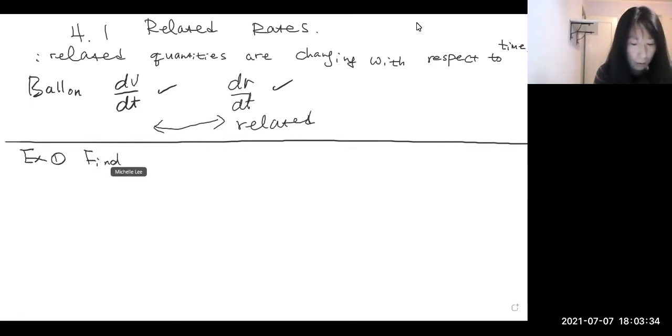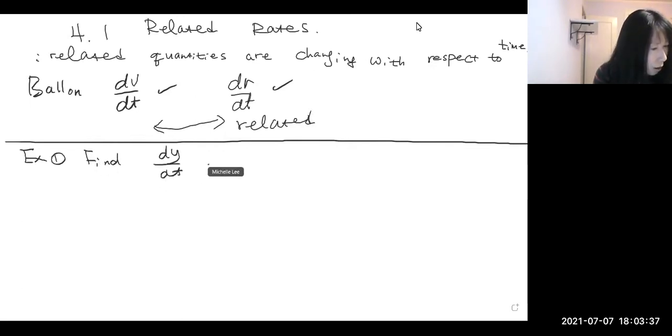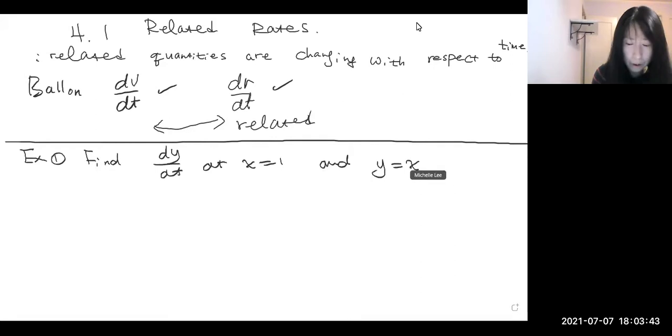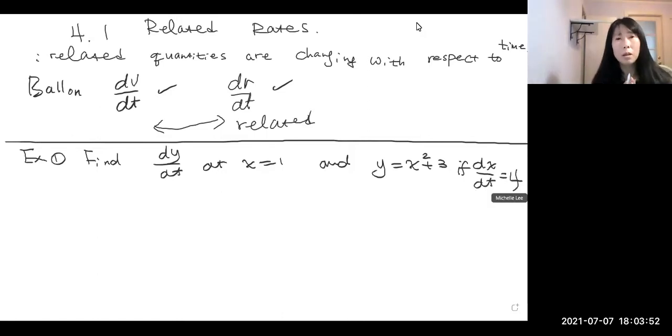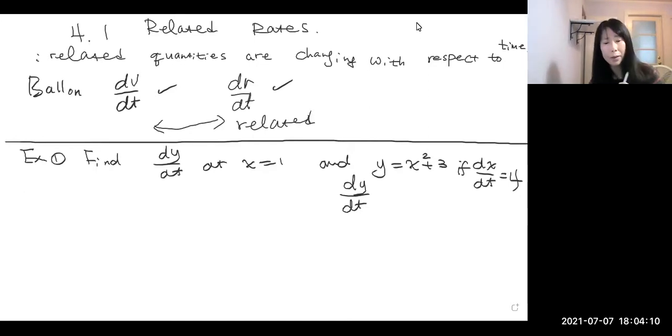Find dy over dt at x equal to 1, and y equals x squared plus 3, if dx over dt equals 4. Okay? All right. So we're going to use the chain rule on every variable from now on for this section. Okay? So we want the derivative here, dy over dt. Okay, we want to find the derivative with respect to time. Okay, then what do you get for this one?